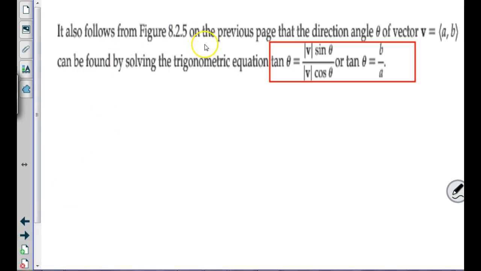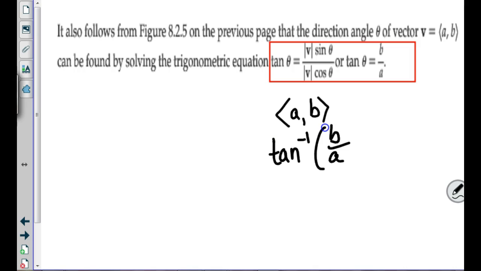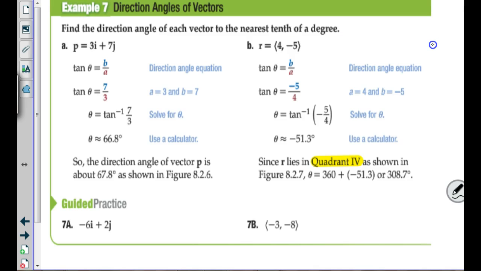All right. On the previous lesson, we also learned that once you've found the components, so you have a vector, you can find the angle by doing inverse tangent b over a. That's all this is saying. Does that seem okay with everybody? We did this yesterday. So if you had a vector 3i plus 7j, it's really just 3, 7. So you do inverse tangent of 7/3 and you get this angle. Quadrant 1, no trouble, right?